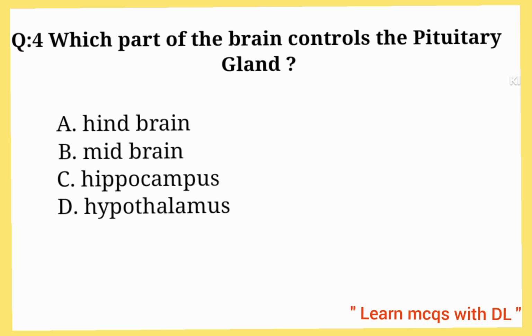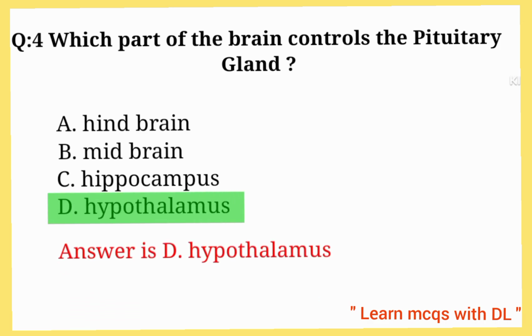Question number 4. Which part of the brain controls the pituitary gland? Hindbrain, midbrain, hippocampus, hypothalamus. Correct option is option D, hypothalamus.